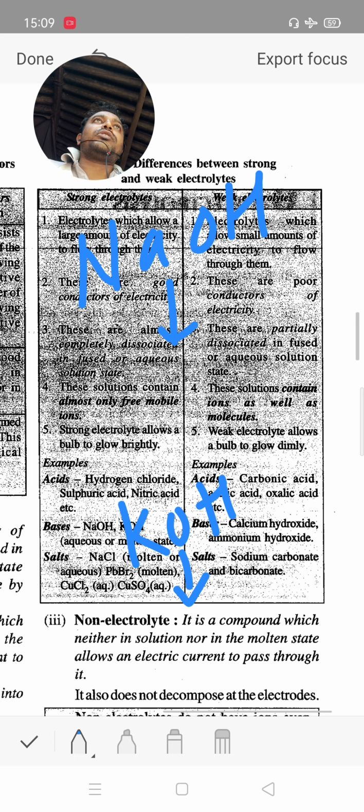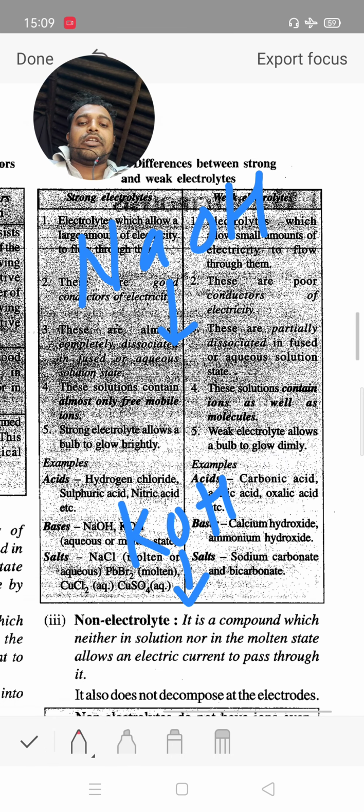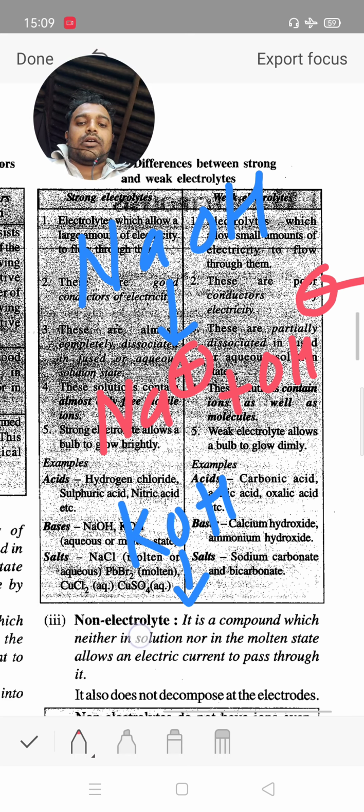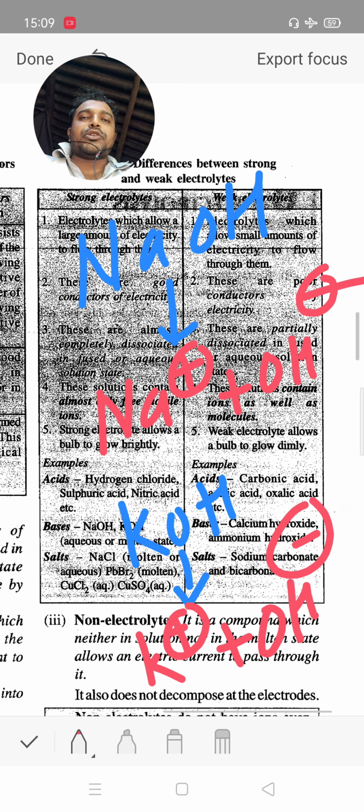Now bases: sodium hydroxide is a strong base. It completely dissociates into Na plus ion and OH minus ion in aqueous solution. Or KOH produces K plus ion and OH minus ion. Therefore, it is an example of a strong electrolyte and it is a good conductor of electricity.